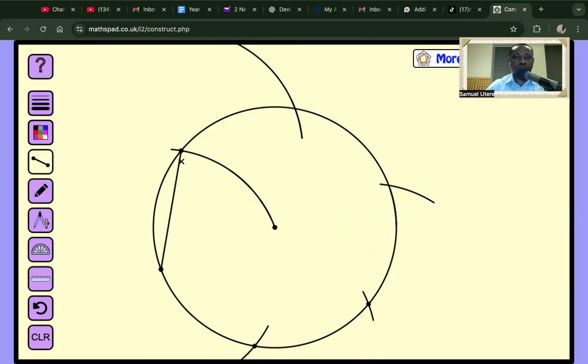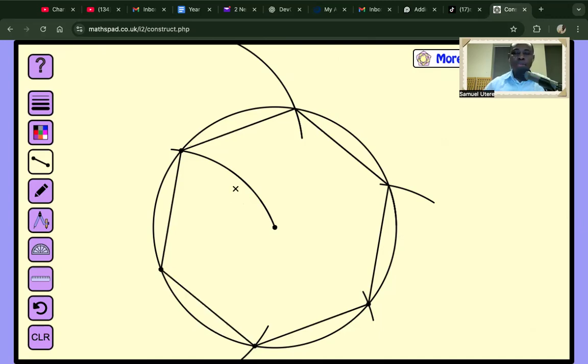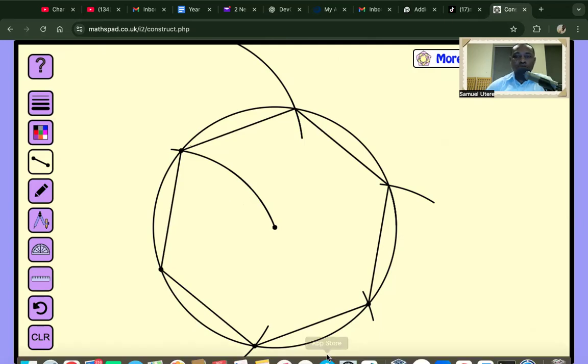So that's 1, 2, 3, 4, 5, and 6. So you see, that's our hexagon. So this is how you would go about constructing your hexagon. So let's head back to our teaching slide.